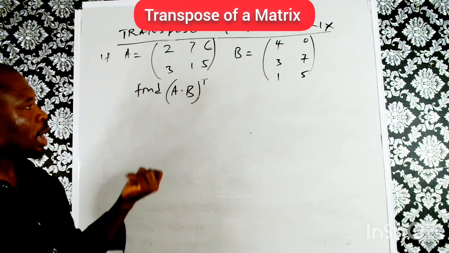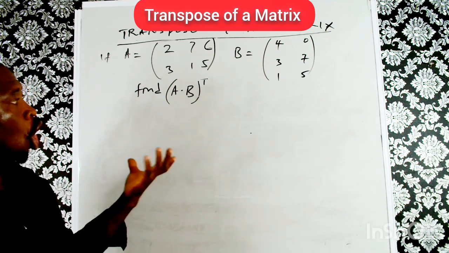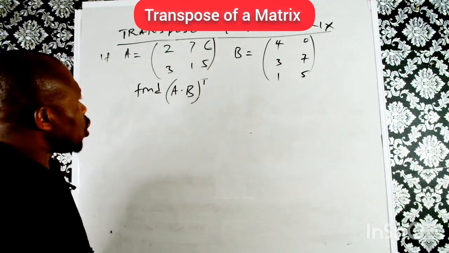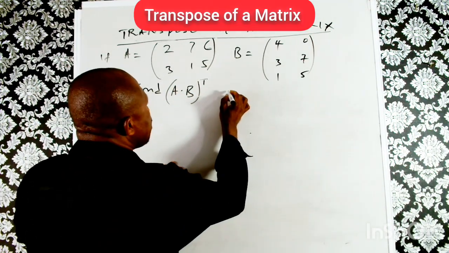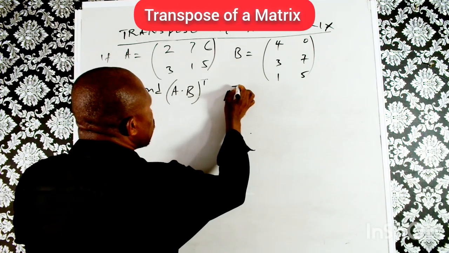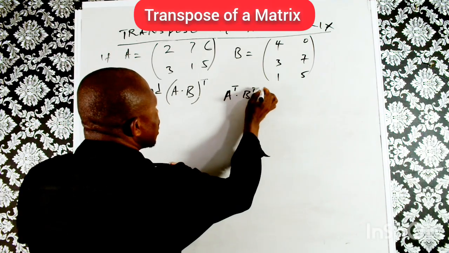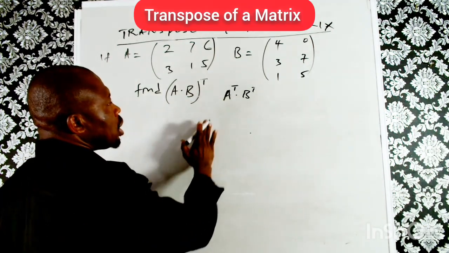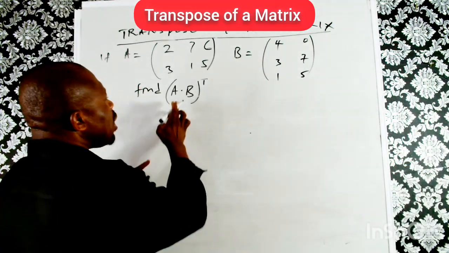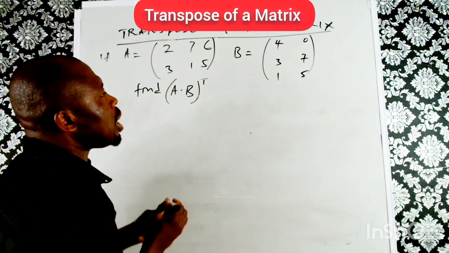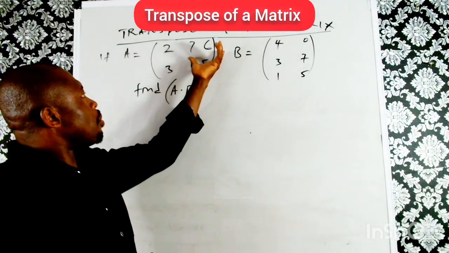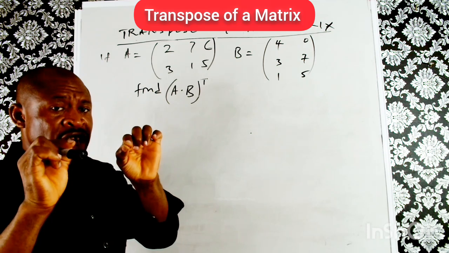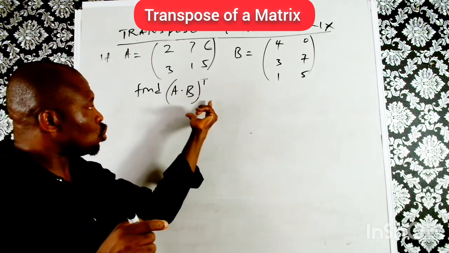If you see this type of problem, don't get scared. All you need to do is remember, the transpose is outside. You know that this is different from A transpose dot B transpose. They are two different things. All you need to do is multiply A and B. By the time you multiply A and B, whichever value it gives you, transpose it. It will give you this.